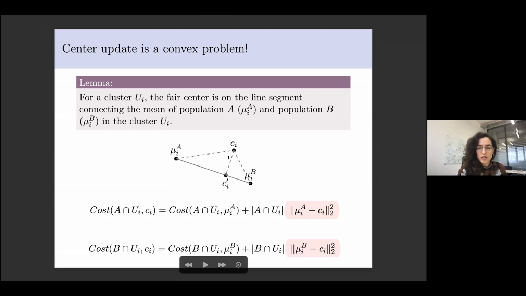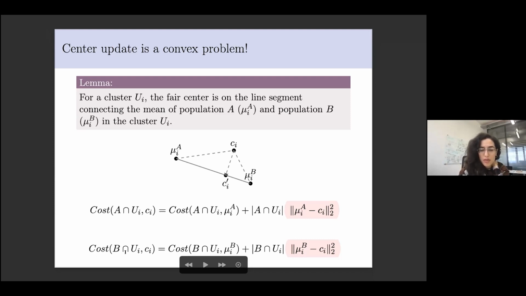And this is by a simple proof by contradiction. So for the sake of contradiction, let's assume that the fair center is not on this line segment that connects the average of demographic group A and demographic group B. So let's say that the fair center is C_i. Then I can write the cost of population A in cluster I with respect to C_i as simply the cost of population A in cluster I with respect to their average plus the size of population A in cluster I times the distance between the average of population A in cluster I and C_i. This is a general fact that we know about all these sum of squared distance costs.